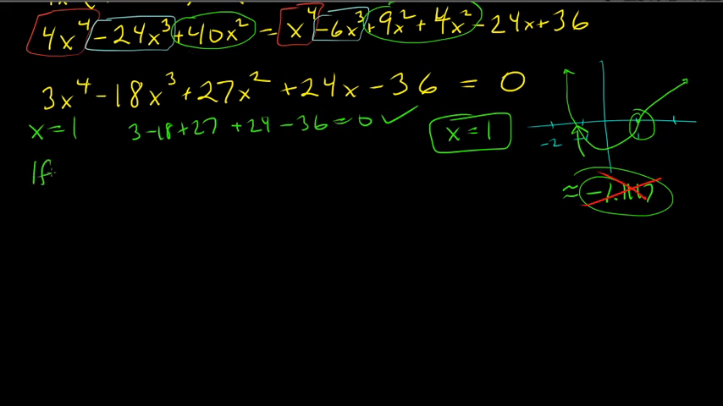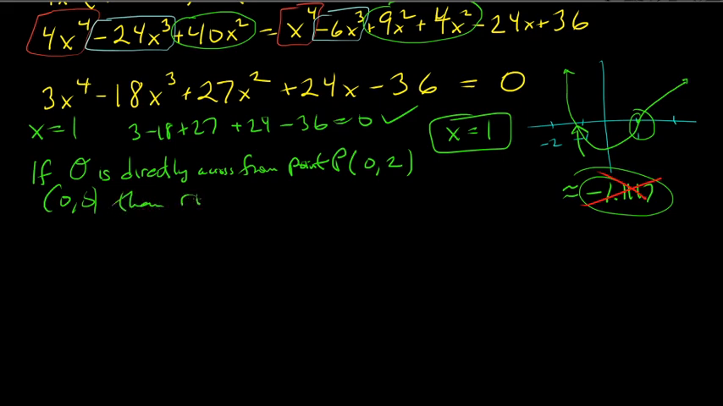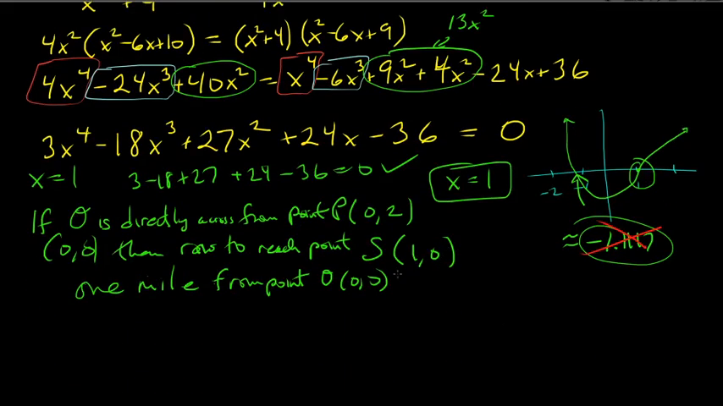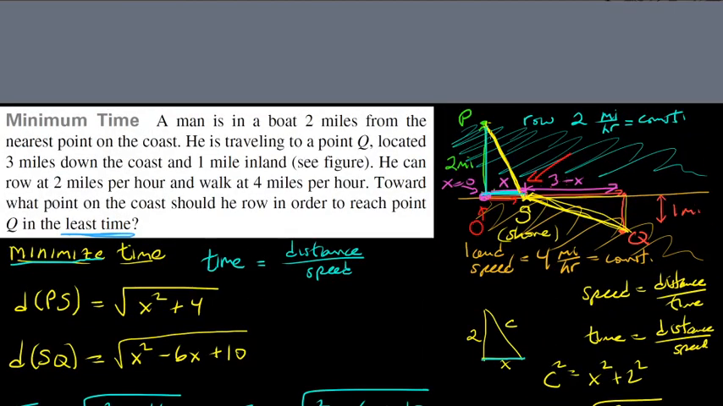So if O is directly across from point P, which is where we started, right? So P has coordinates 0, 2, O has coordinates 0, 0, then we're rowing to get to the shore, right, to reach point, oh, I called it S, so 1 mile away from 0, 0. So 1 mile from point O. Again, go back to the picture that I drew right up here, right?